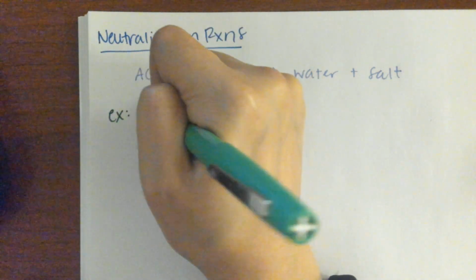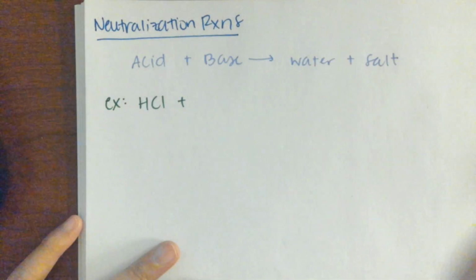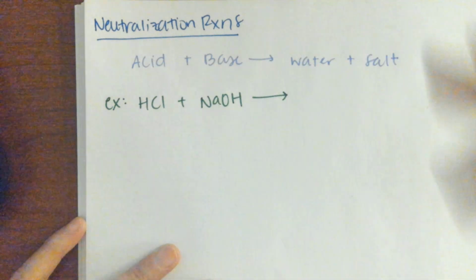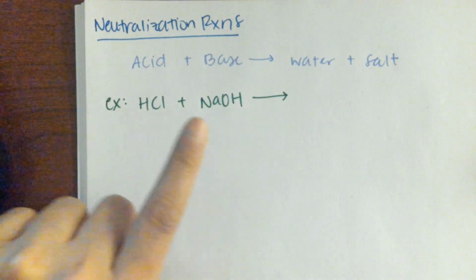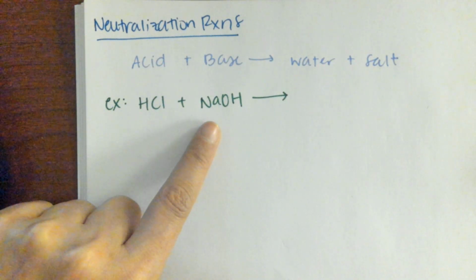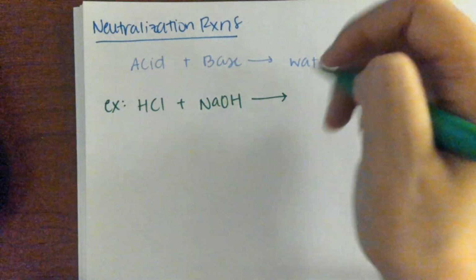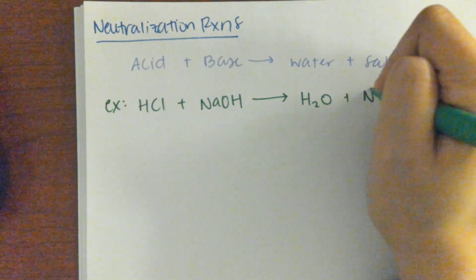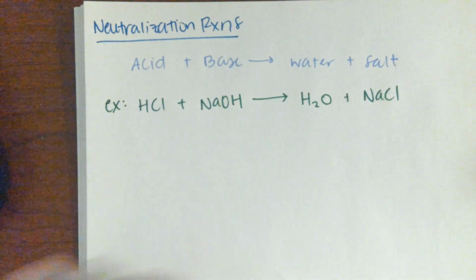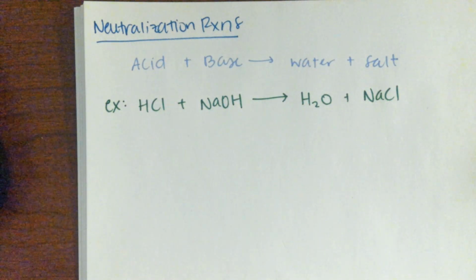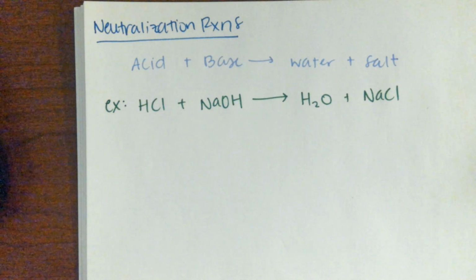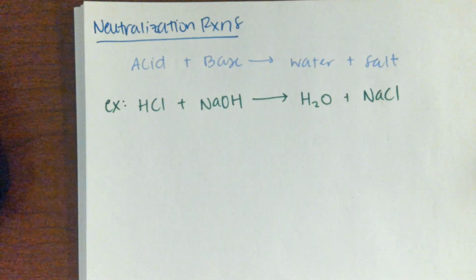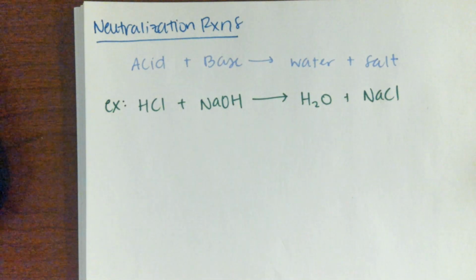For example, there's nothing much to it. Let's say I have HCl. This is the most infamous neutralization reaction. You've seen this multiple times. HCl, strong acid, NaOH, sodium hydroxide, strong base. Put them together, you get water, H2O, and sodium chloride. So basically salty water when you put hydrochloric acid and sodium hydroxide together. It's a type of double replacement reaction, and we've done this in the past.